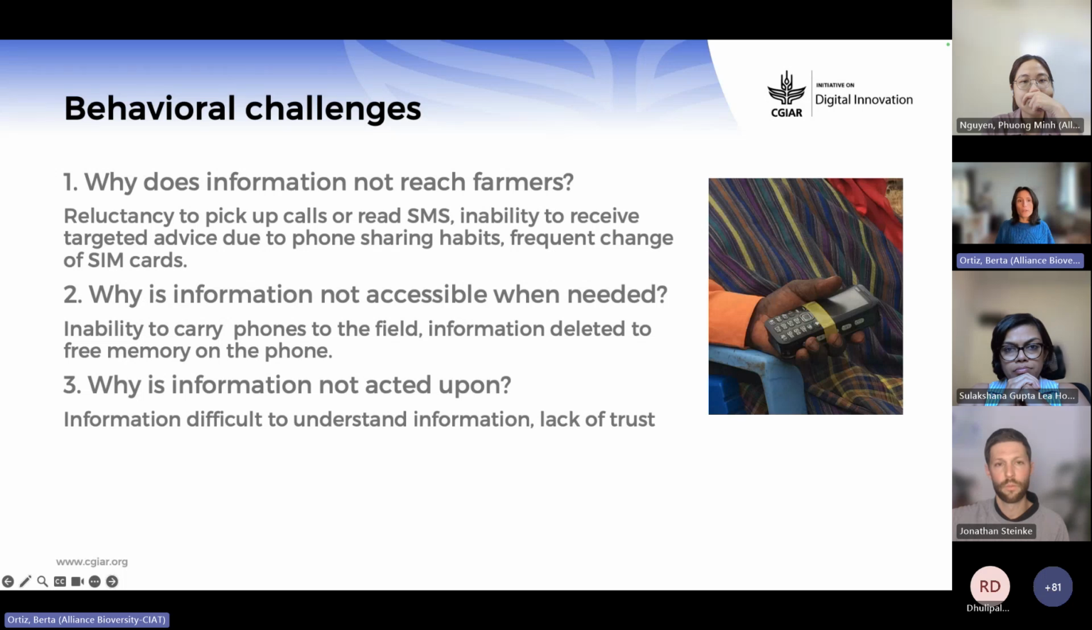And the third group is why farmers, when they have the information, don't act upon it. So it could be sometimes that farmers may not fully understand the information provided. So for example, if a message includes only the active ingredients of a fertilizer rather than the commercial name, they may not be able to act on the recommendation because they may not know what it is.